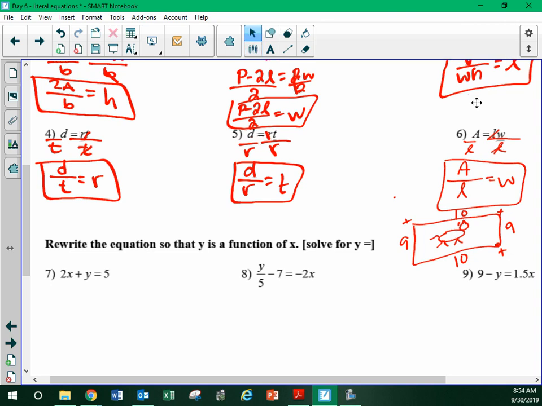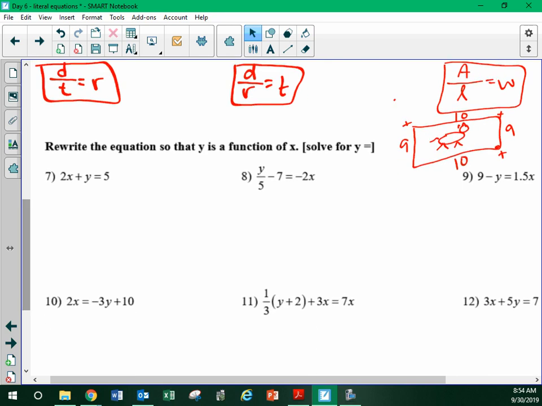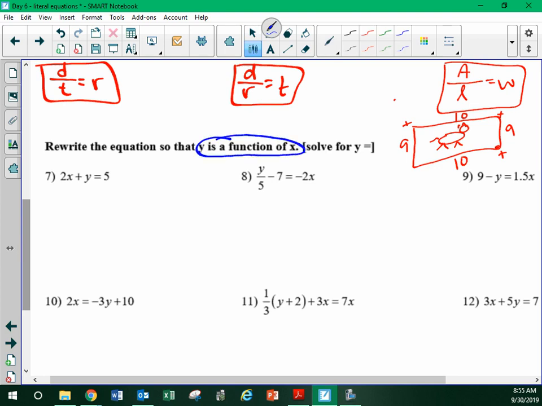Okay, so in literal equations, one of the more common things we do is the bottom half of our notes here. One of the more common things is to solve for y. So you'll notice in each of these equations, we have an x and we have a y. Okay? So it says to rewrite the equation so that y is a function of x. Now I want you to go ahead and put a circle around this here. Y is a function of x. That's a fancy way of saying y equals.